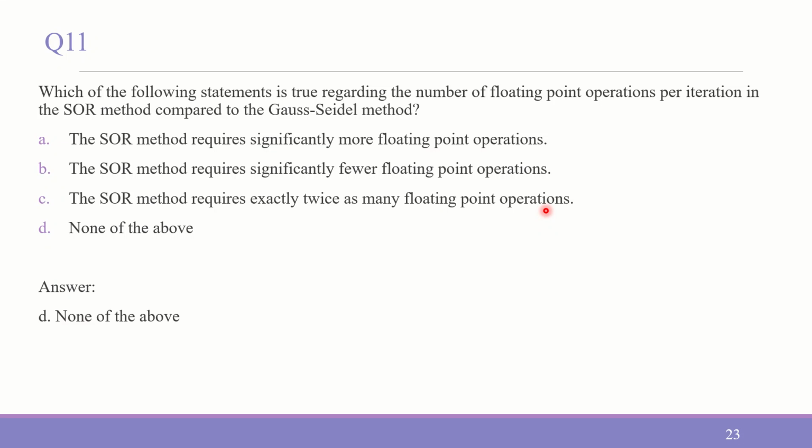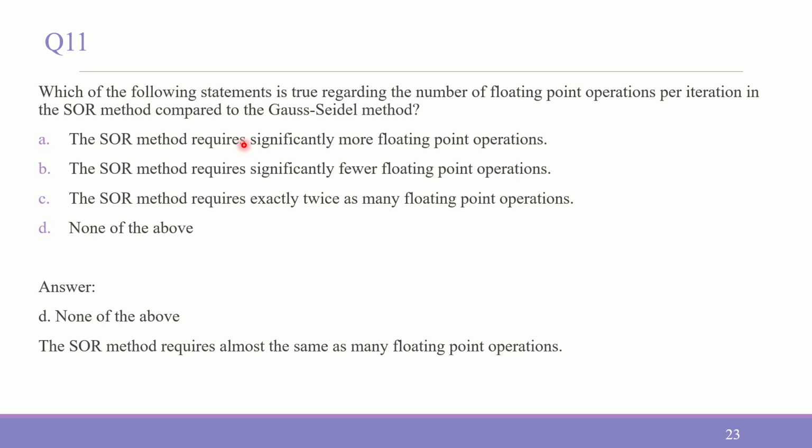Option D, none of the above, is the right answer, because the SOR method requires almost the same number of floating point operations as the Gauss-Seidel method. Whereas in the options it is given that the SOR method requires significantly more floating point operations. That is false. Similarly, the second one says the SOR method requires significantly fewer floating point operations. Again, that is false. The third one is also false.